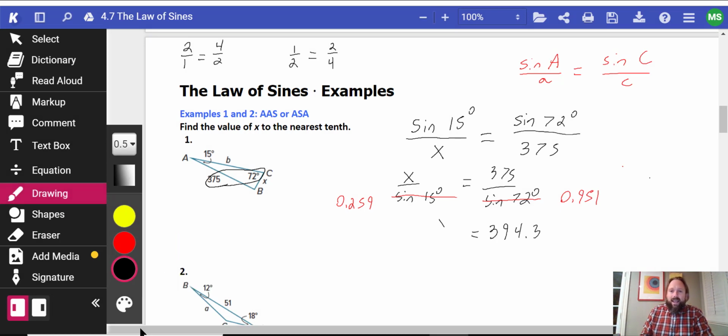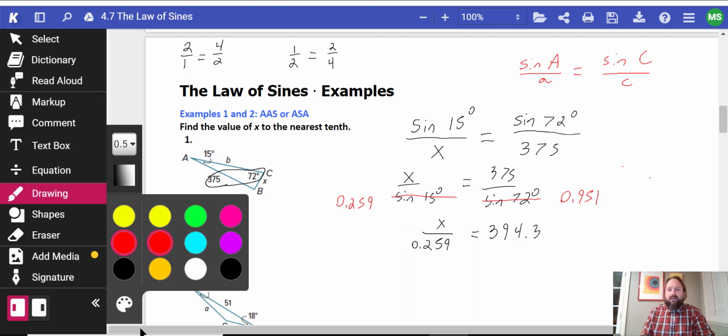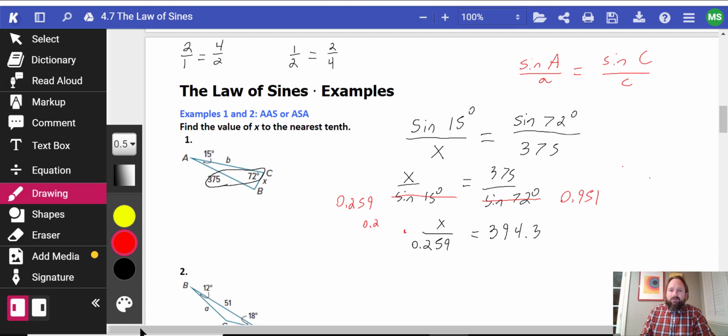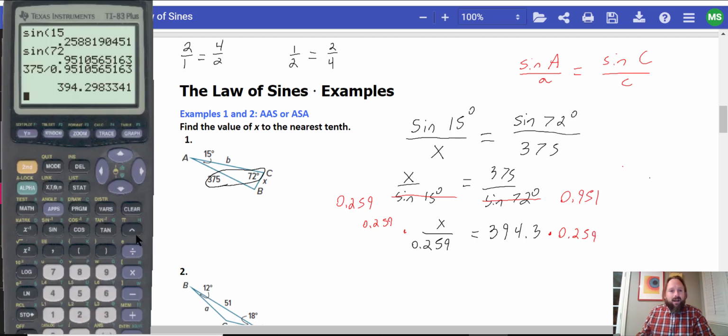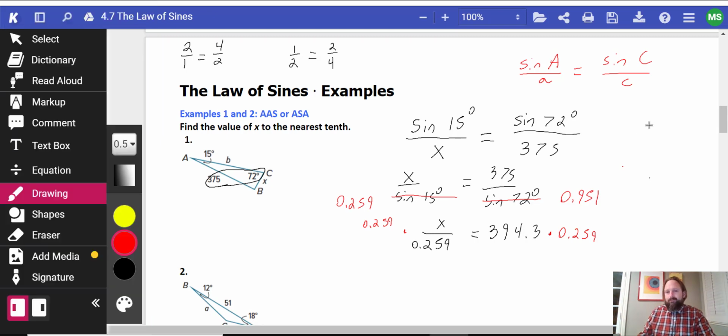is equal to x divided by 0.259. Well, now, what's the opposite of divide by 0.259? I'm going to times 0.259 on both sides. And when I do that, I get 102.12. Well, it says nearest tenth, so 102.1. There we go. 102.1 is equal to x.